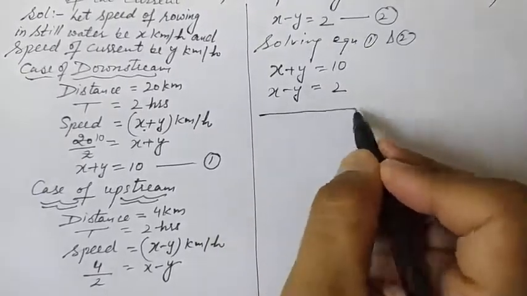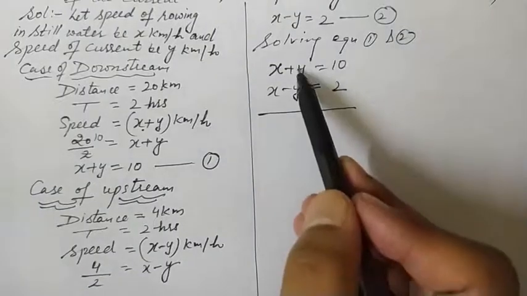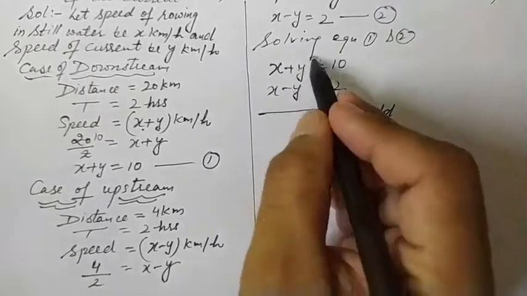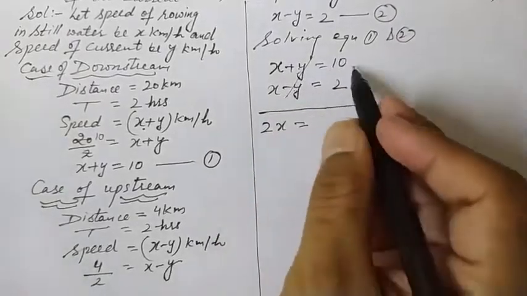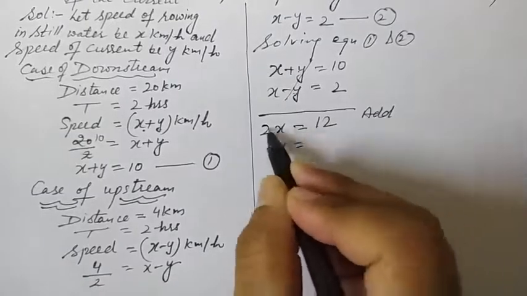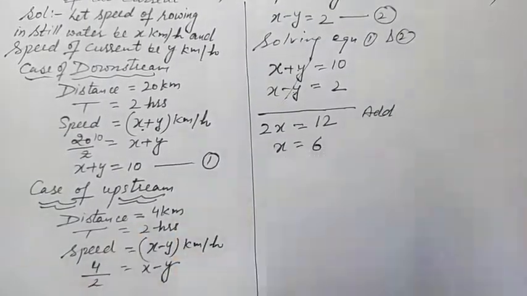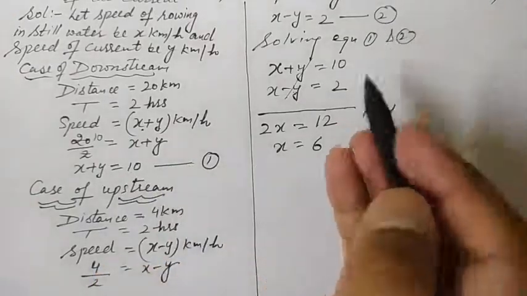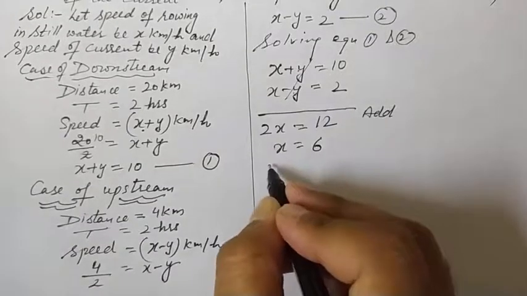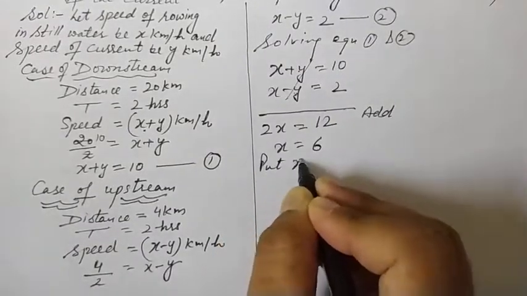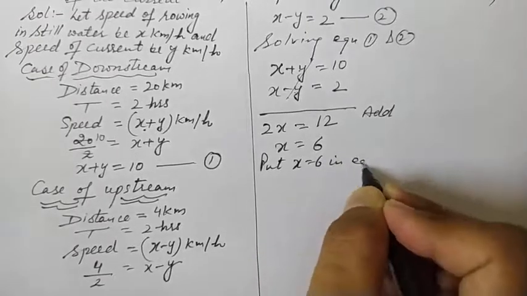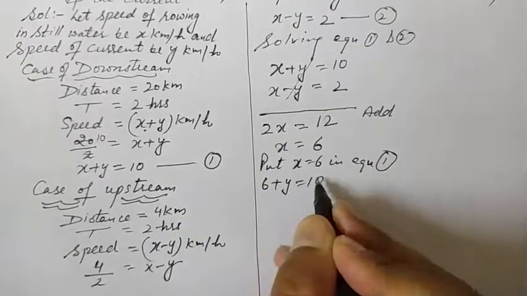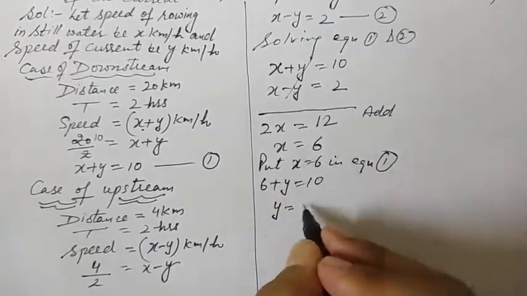So here we solve this by the elimination method, as the coefficient of y is the same and the sign is opposite. So we'll add these two equations. So y is cancelled. It becomes 2x is equal to 10 plus 2, which is 12. So x is 12 over 2, that is 6. So we put x is equal to 6 in equation 1, or you can put it in equation 2 also. You will get the same result. So put x is equal to 6 in equation 1. So 6 plus y is equal to 10. So y is equal to 10 minus 6, that is 4.